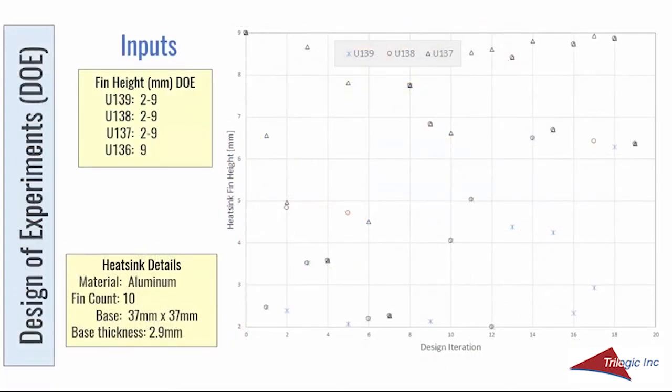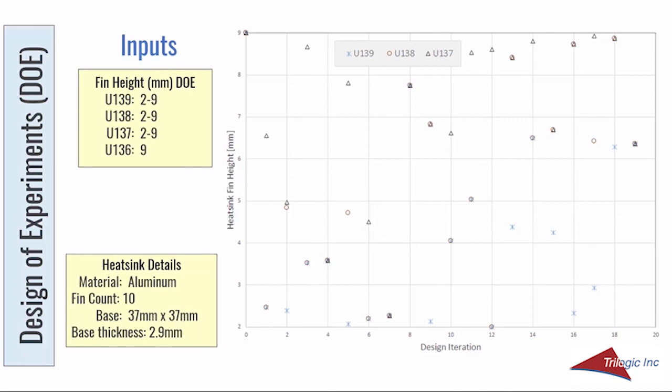So after having decided on the number of fins, I needed to study how tall each fin should be for each heatsink. So I used FloTHERM's Command Center for that. I set up a design of experiments in Command Center to vary the heights of all the heat sinks except U-136. I left the most downstream component at a fin height of 9 millimeters. So the fin heights, other than the last one, were allowed to vary independently within a range of from 2 millimeters being the shortest to 9 millimeters being the highest. In all, 18 designs were created and analyzed.